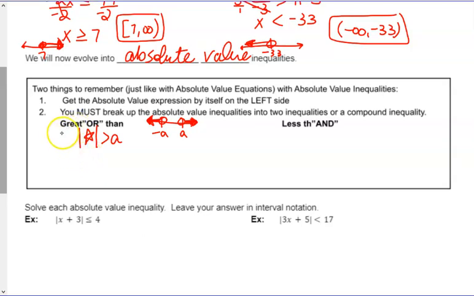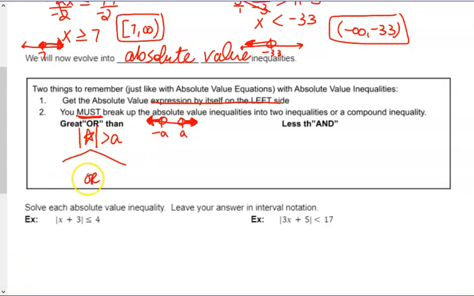So notice I said, actually let's start at the top. Two things to remember with absolute value inequalities. You have to get your absolute value expression by itself on the left side, and you must break that into two inequalities or a compound inequality. So for this one, notice I have "great-or than." That's the way I kind of stress saying that instead of "greater than." Great-or than means that I'm going to split this just very similar to what I had with the equation, where I have the conjunction "or" between them. Okay? Or the word. I think technically it's a disjunction because we have two separate inequalities here for our solution.